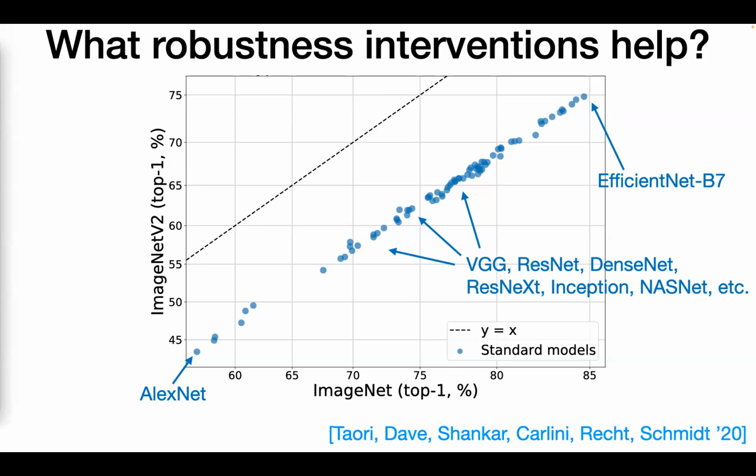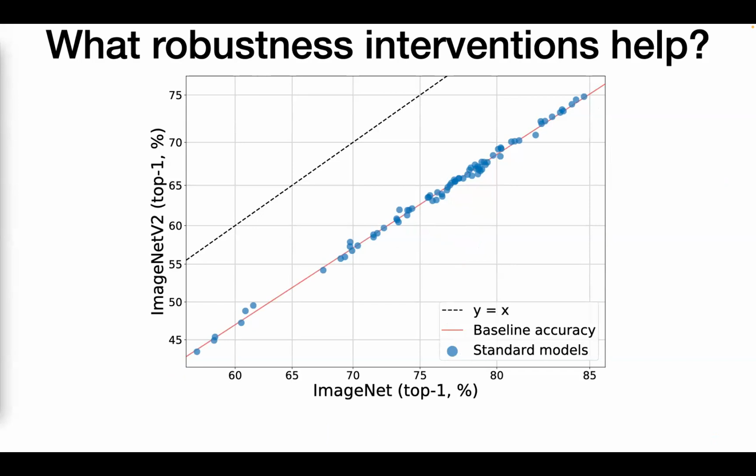Okay, and there are a couple of things to note with this plot. One is that all of these models suffer a noticeable performance drop. So the dashed line is y equals x. All of the models are around 10 to 15% below the dashed line. The other thing that's nice about this plot, all of these models, although they have quite different architectures, training algorithms, and so on, all of these models follow a very precise linear trend. And this is going to be useful because we can use this as a baseline.